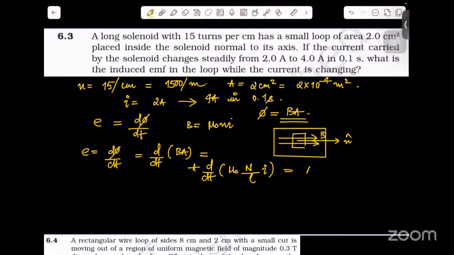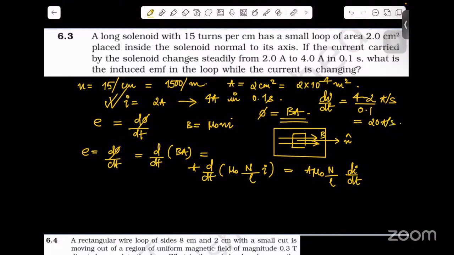So this will be A. Mu naught is again common, we take it out. N upon L is also common, so we get di upon dt. So from this expression over here, I changes from 2 amperes to 4 amperes in 0.1 seconds steadily. So your di upon dt will be 4 minus 2 upon 0.1 amperes per second. So this will be 20 amperes per second, right?